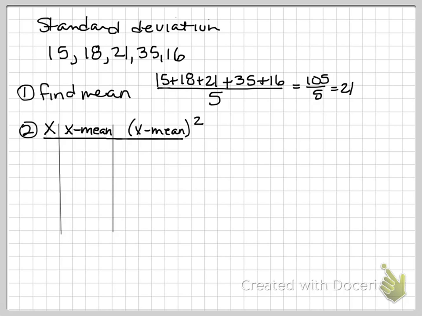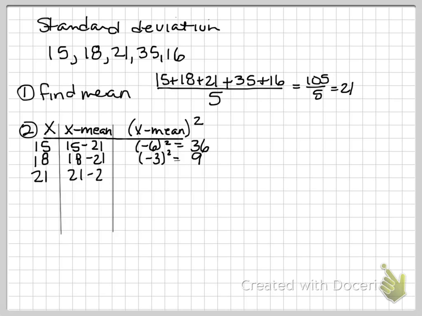So let's figure this out. I have 15 as my first number. 15 minus 21, well, that's negative 6 squared, and that's going to give me a positive 36. And we're just going to do this all the way down. 18 minus 21, that's negative 3 squared is a 9. 21 minus 21 is just 0 squared, so that's just 0.